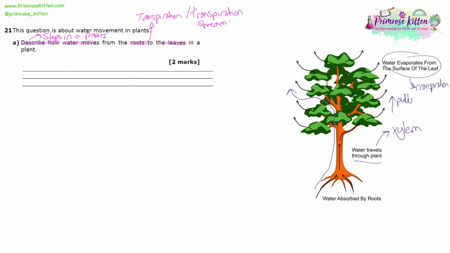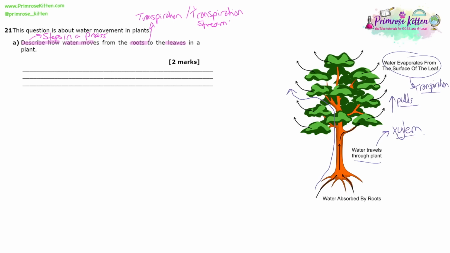And you've created that kind of suction in order to pull that up. And if you think about how tall a tree is and goes against gravity, that's what we need. So we need to describe this idea of transpiration pulling the water up through the xylem to get our 2 marks. So there's kind of a couple of ways you can say this.